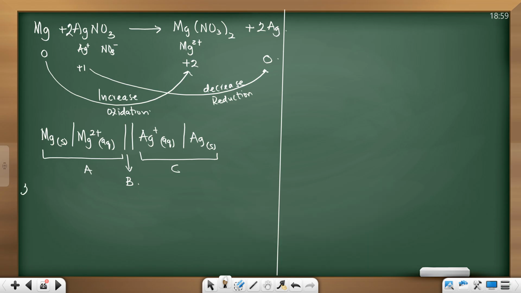Which 2 are applicable? Temperature of what? 25 degrees Celsius. And what? Concentration. Remember, please write the values of 1 mole per cubic decimeter. We are done there.